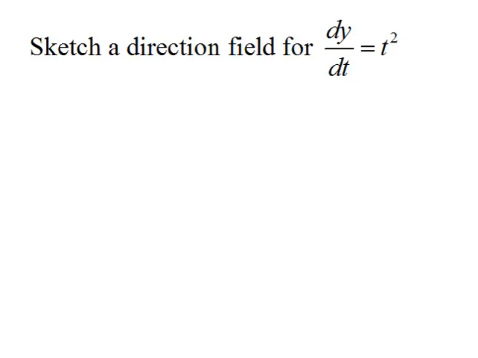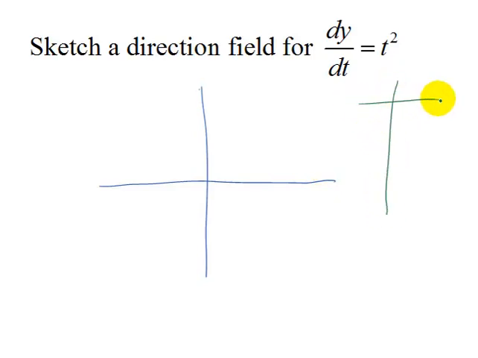So let's sketch a direction field for this differential equation. So we're going to draw us an axis here. And let's figure out what the slopes would be at various values. So we're going to choose some various t's because it looks like the slope just depends on t, and see what dy/dt, the slope of the tangent to the curve at that point, is.